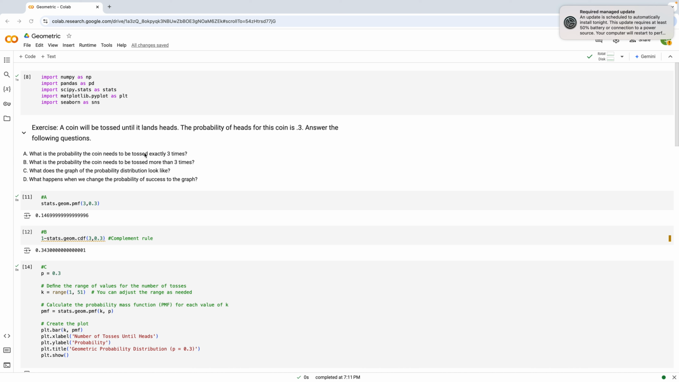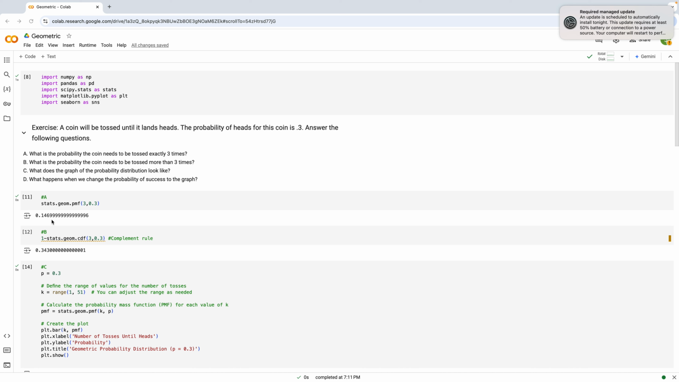So if we want to calculate the probability the coin needs to be tossed exactly 3 times, we use the probability mass function. And that comes from the SciPy stats library, and we just do stats.geom with the probability mass function, and we see that it's about 14.5%, that it's exactly 3 times.